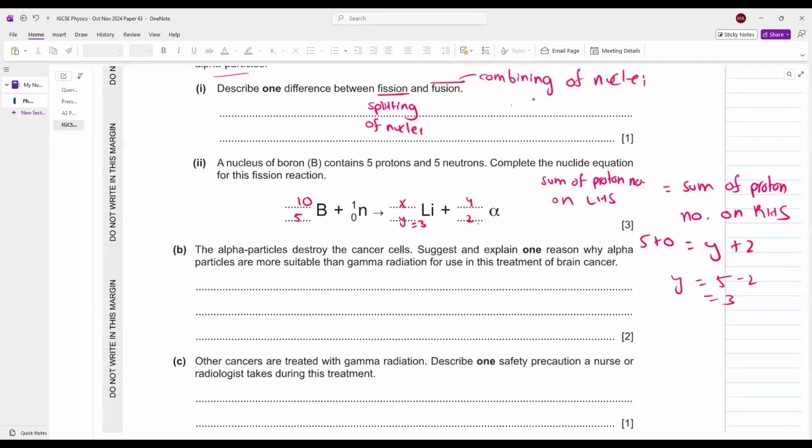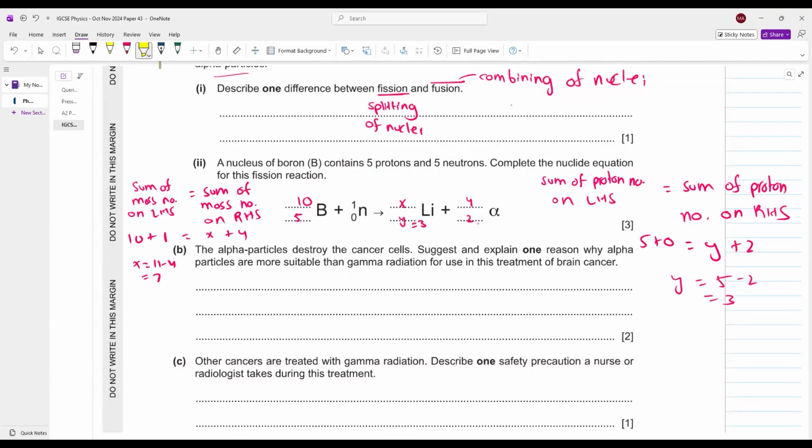Now we will do the same thing for the mass number. Sum of mass number on left hand side equals the sum of mass number on the right hand side. 10 plus 1, that is 11, is the mass number on the left hand side, equal to X plus 4. What does the value of X come out to be? 11 minus 4, this comes out to be 7.